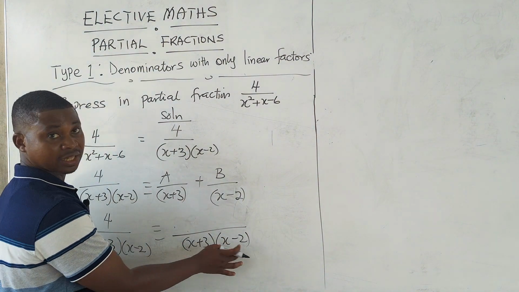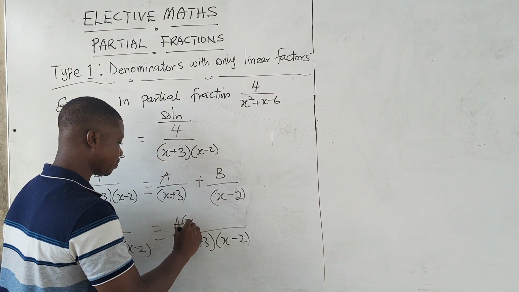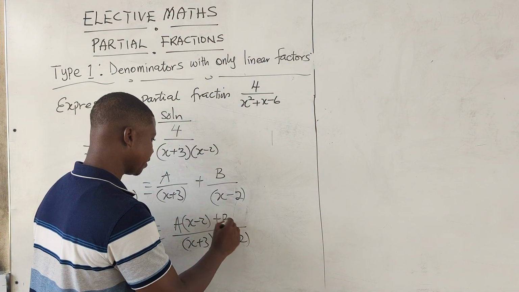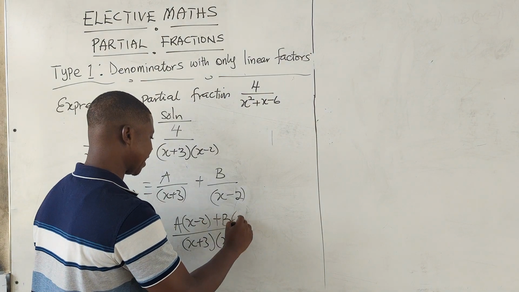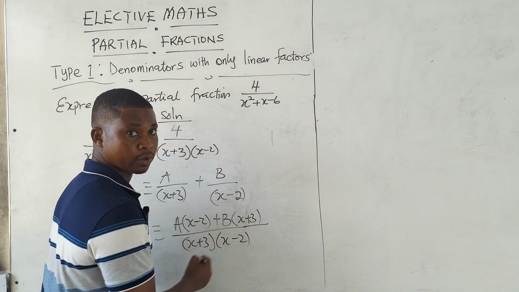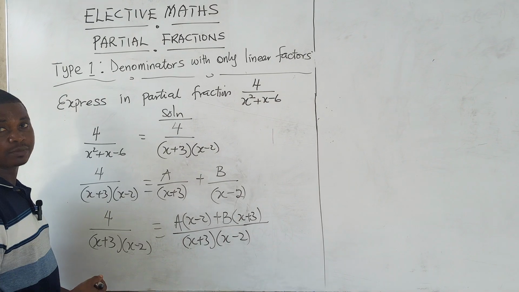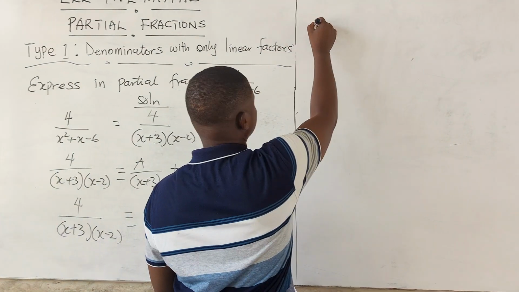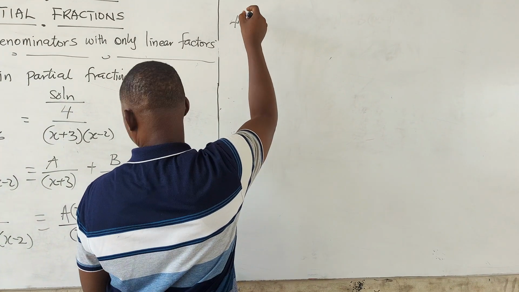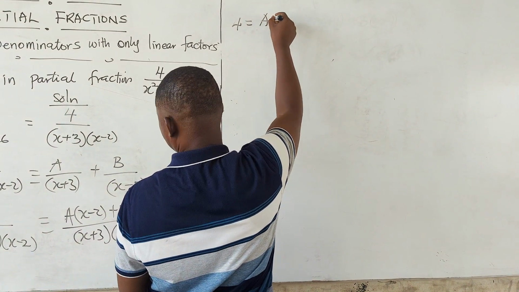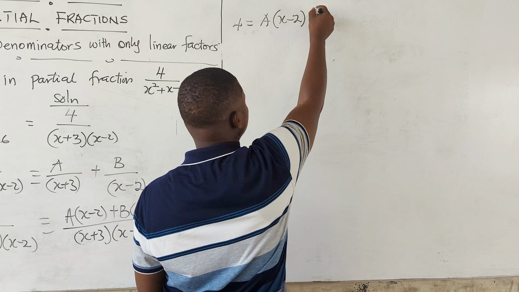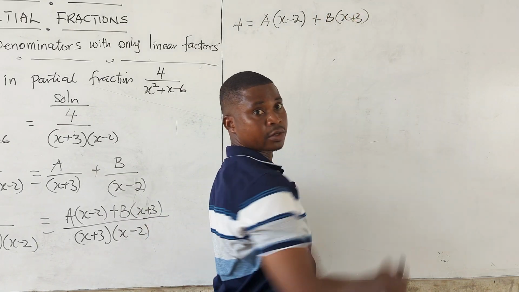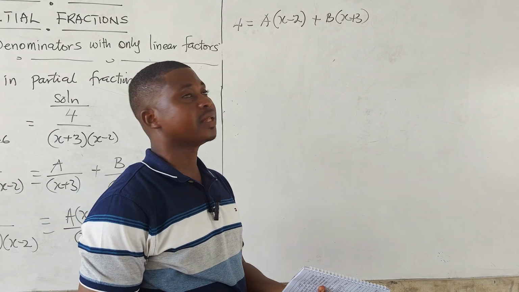So this one goes here to cancel out. So A multiplying x minus 2, plus B, this one also cancels out, multiplying x plus 3. We realize that this and this are the same, so the LCMs will go. So we have 4 is equal to A into bracket x minus 2 plus B(x plus 3). So now we have this.